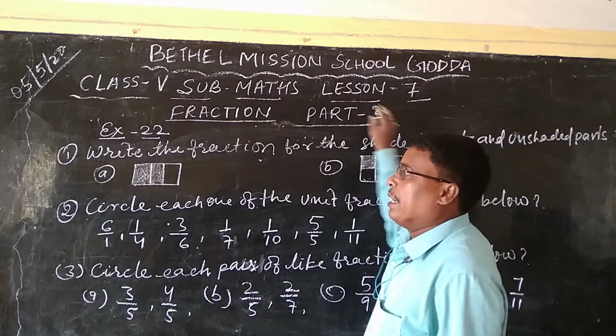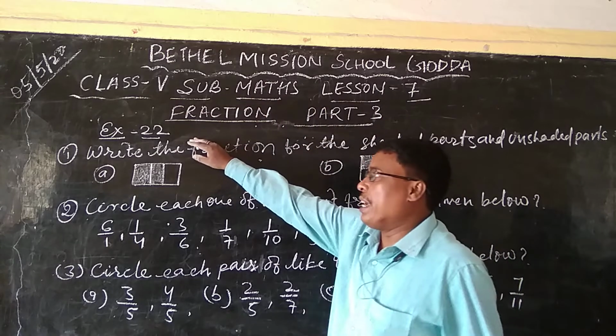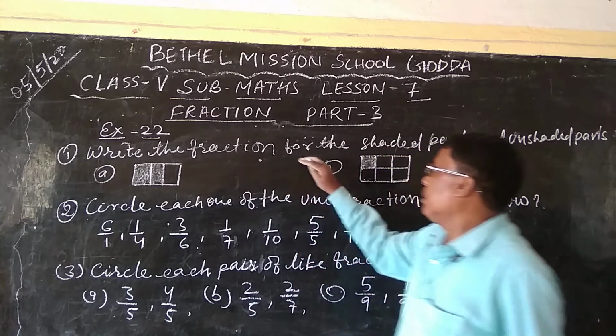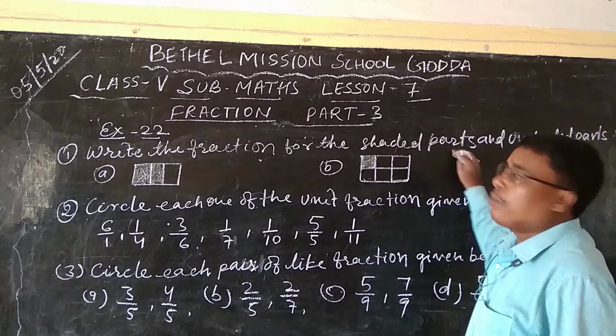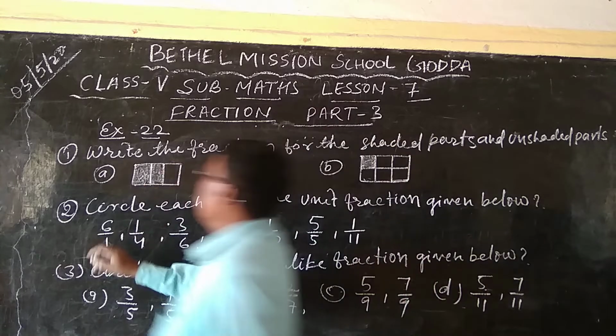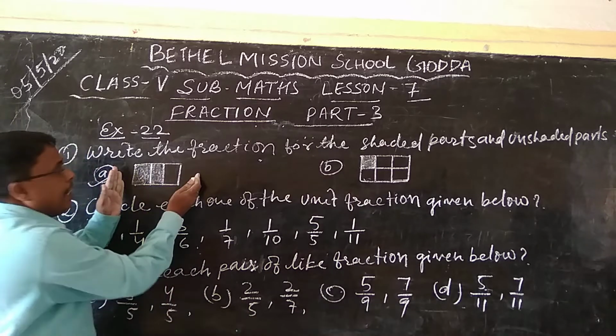Standard 5 Maths, Lesson 7, Fractions Part 3, Exercise 22. First question: write the fraction for the shaded part and unshaded part. Here, question number 1, given picture.